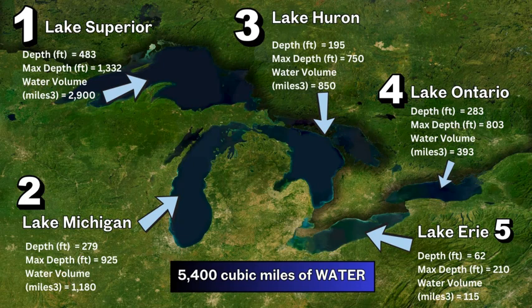Then you have Lake Michigan with an average depth of 279 feet, max depth of 925, and it holds a little over 1,100 cubic miles of water. Then you have Lake Huron with an average depth of 195 feet, max depth of 750 feet, and holds 850 cubic miles of water. Then you have Lake Ontario, with an average depth of 283 feet, max depth of 803, and it holds 393 cubic miles of water.